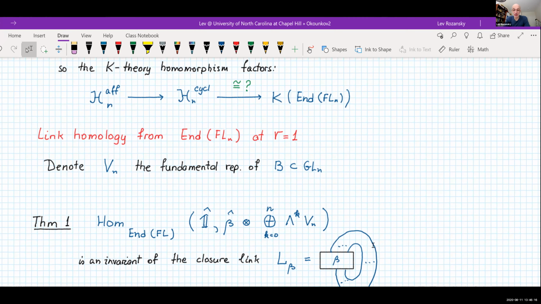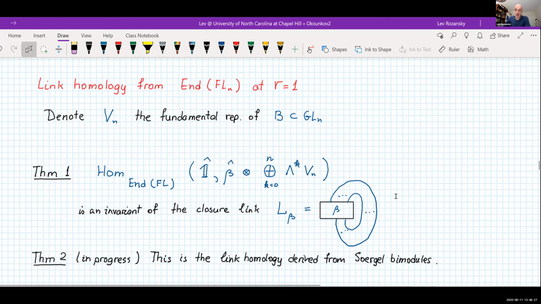Denote by V the fundamental representation of Borel, or GL_N. We will need it in a moment. So we proved two theorems. The second one is in progress. Alexei writes it up. So the first theorem says that, again, here is a little bit of cheating in this formula. I don't want to dwell upon it, just a little bit of technical cheating. Consider Hom from the identity braid into the matrix factorization corresponding to braid beta, tensored with the sum of exterior powers of the fundamental representation of GL_N.